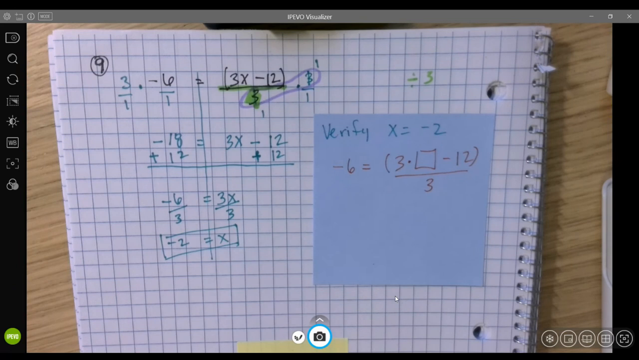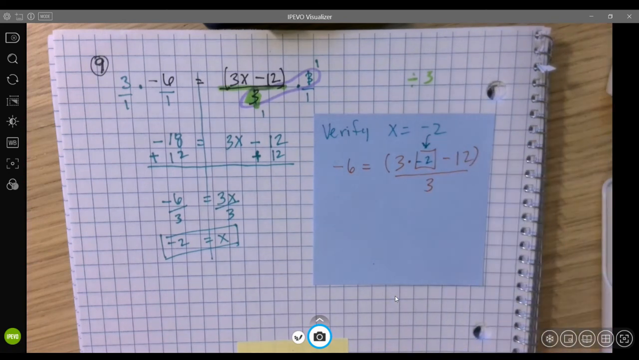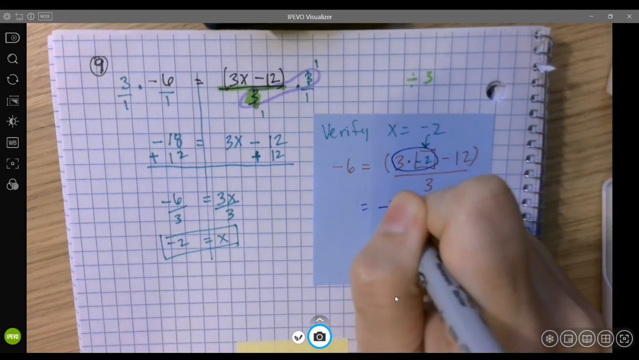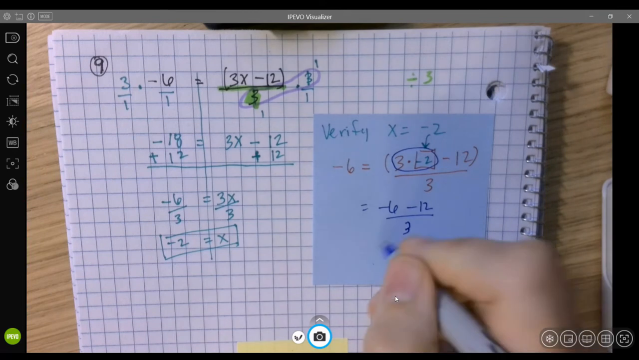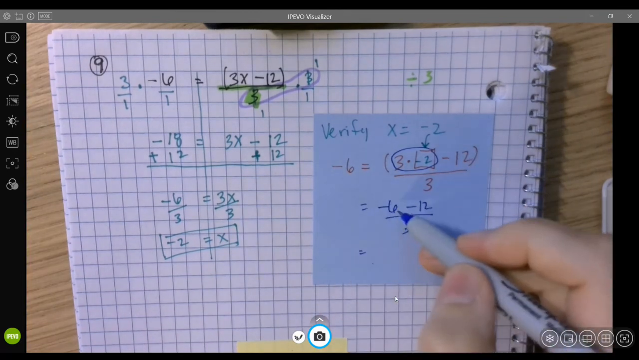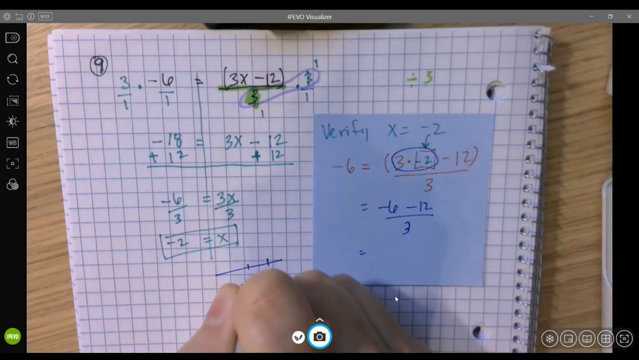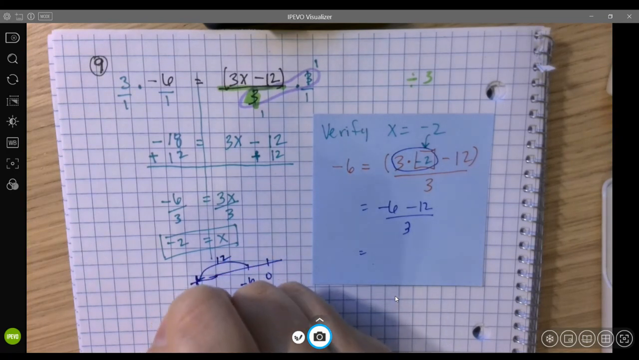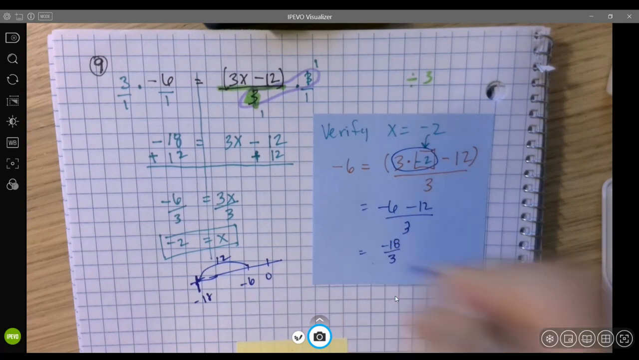So let's put in -2 for where the x was, and then we're going to evaluate this expression. So -6 equals 3 times -2, which is -6, minus 12, divided by 3. -6 minus 12: you start at -6, and then you go this way 12, and you end up at -18. So -18 divided by 3.